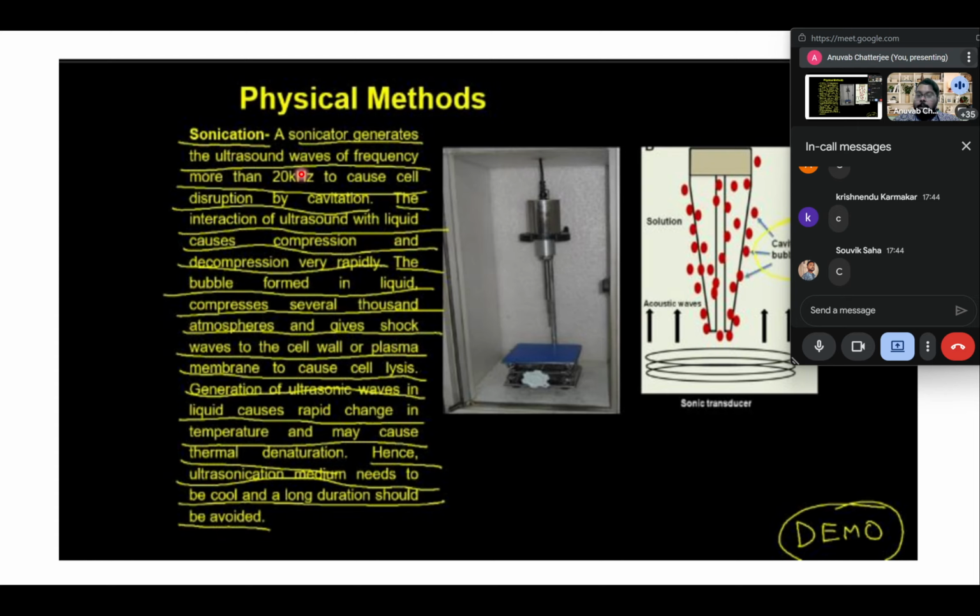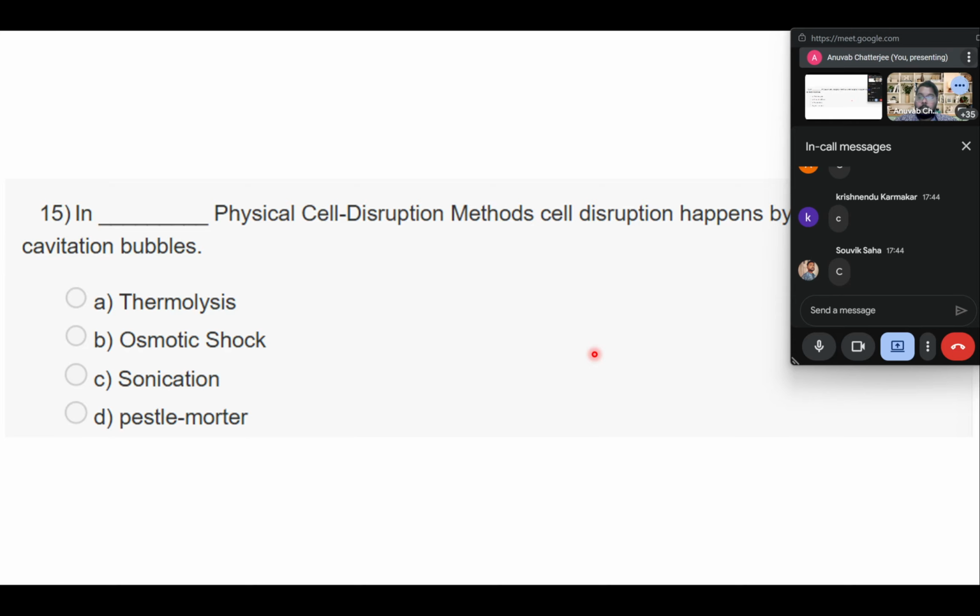It generates ultrasound frequencies at 20 kilohertz, causing cell disruption by cavitation, which causes rapid compression and decompression, giving shock waves to the cell wall and plasma membrane to cause cell lysis. Essentially you break the cell wall apart using vibrations. So the answer is sonication for this one.